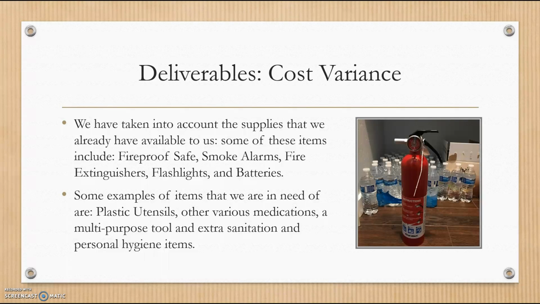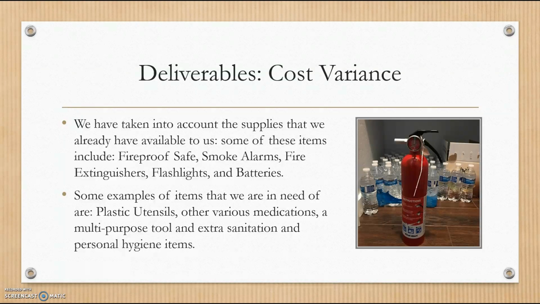This is where we take into account the supplies that we already have. Some of these items include: some members of the group have a fireproof safe. We have some spare fire alarms lying around. We have some fire extinguishers. We have some flashlights and some spare batteries. Those are some examples of things that we might have lying around our house. They might not necessarily be set aside for a particular emergency, but they can be spared and put in a place that they can be easily accessible.